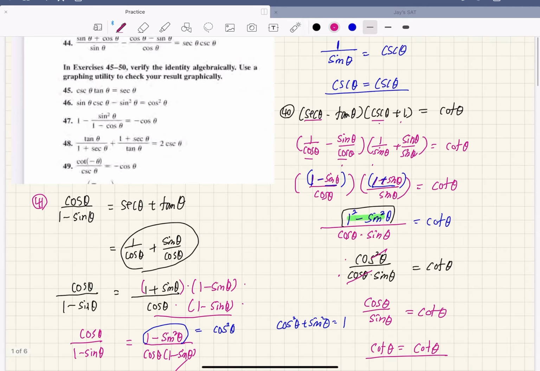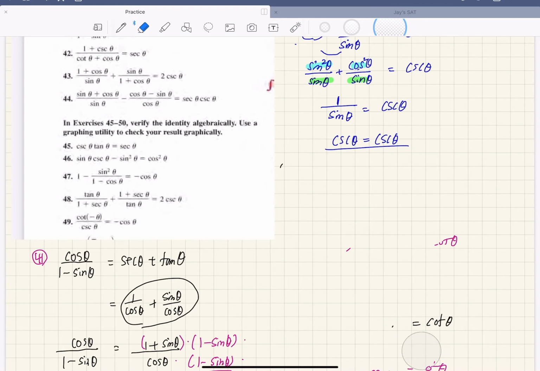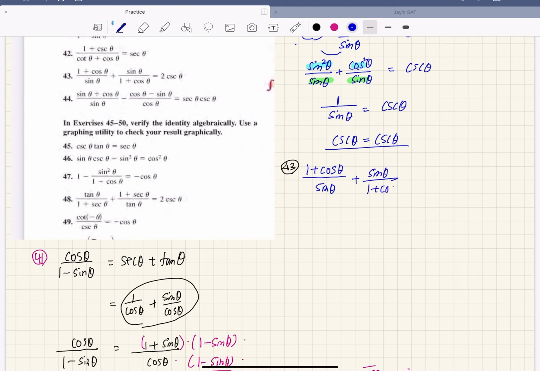Alright, let's try one more. Number 43. 1 plus cosine theta over sine theta plus sine theta over 1 plus cosine theta is equal to 2 cosecant theta.